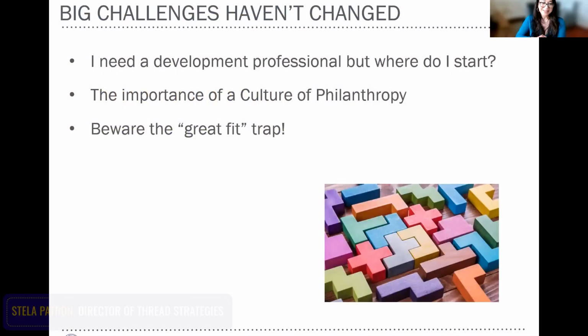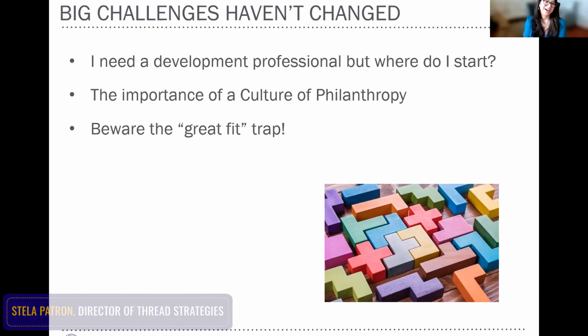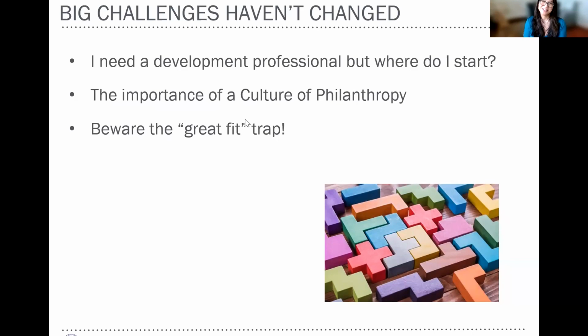Want to talk about is that, unfortunately, the biggest challenges haven't changed. So you need a development professional, but where do I start? Well, the things that you need to consider with that have not changed, and they're not going to change with the times. And that is looking at your budget. How much can you afford to pay a development professional? What are going to be their areas of focus?